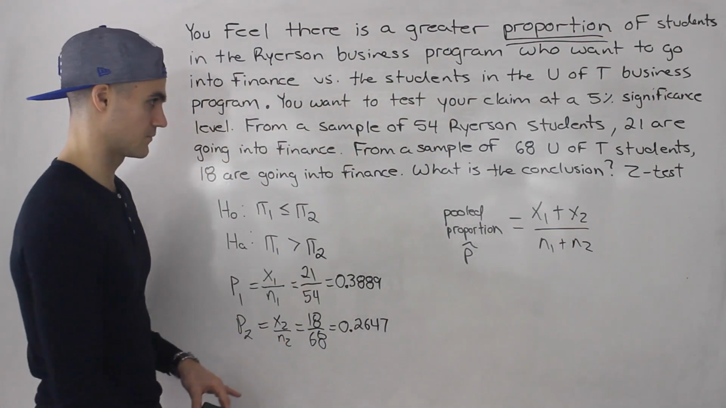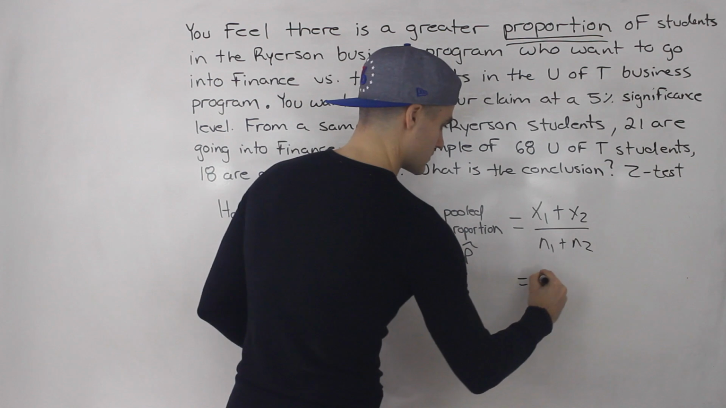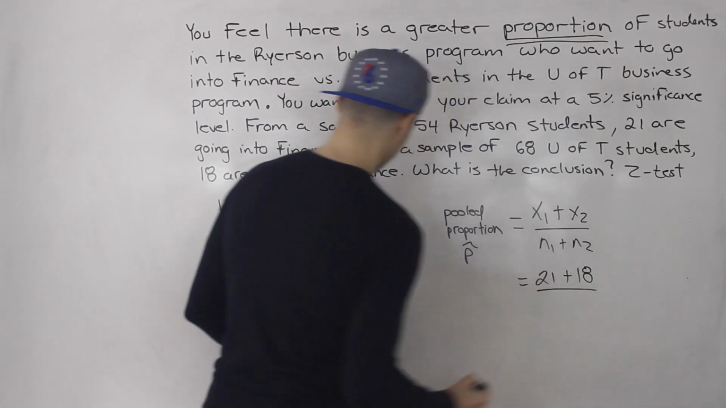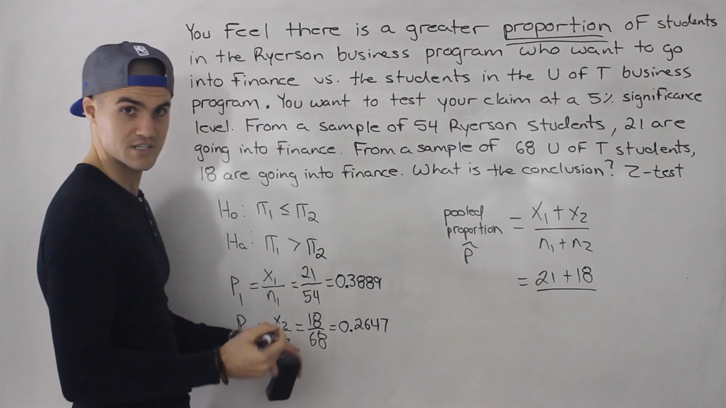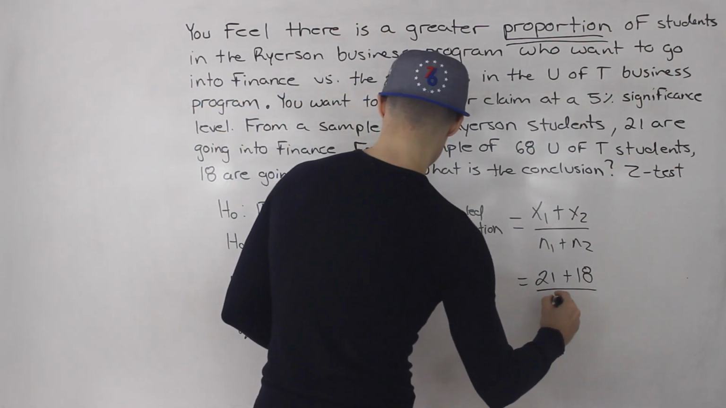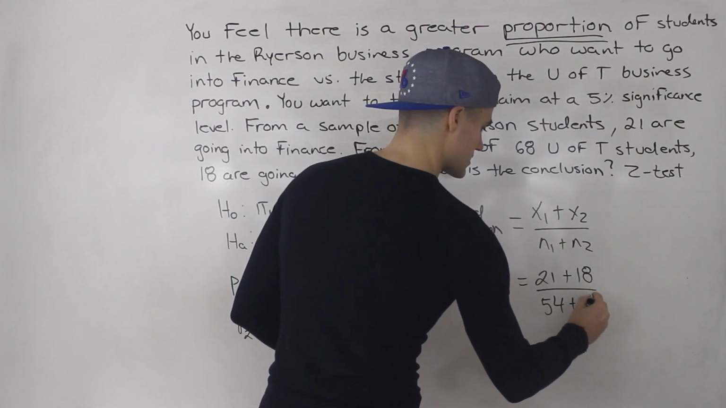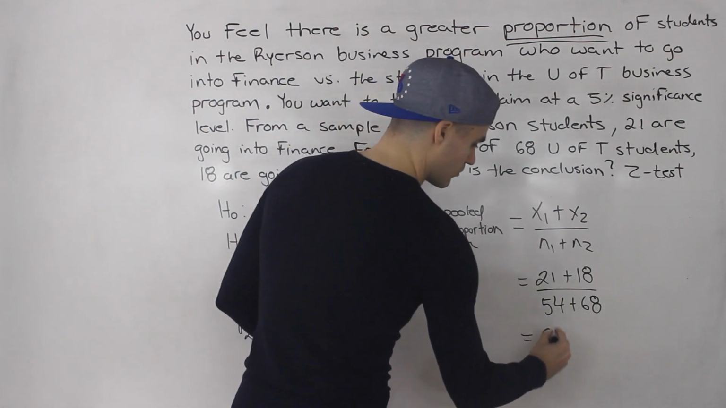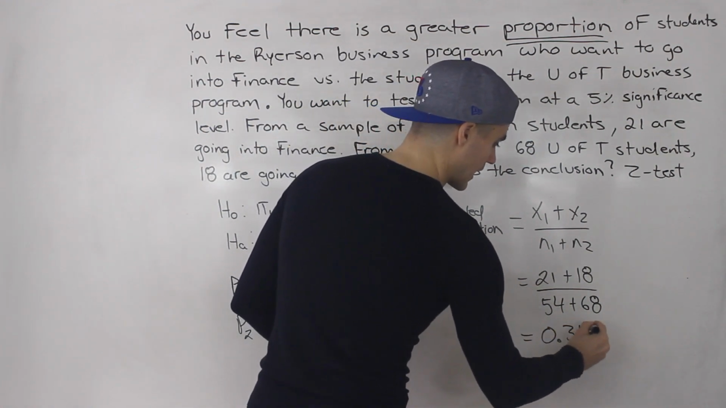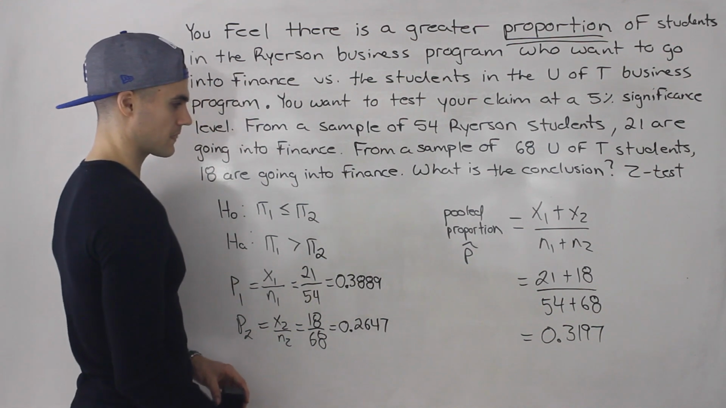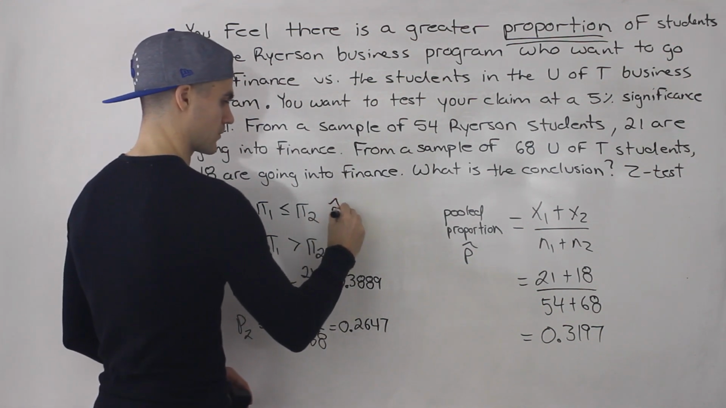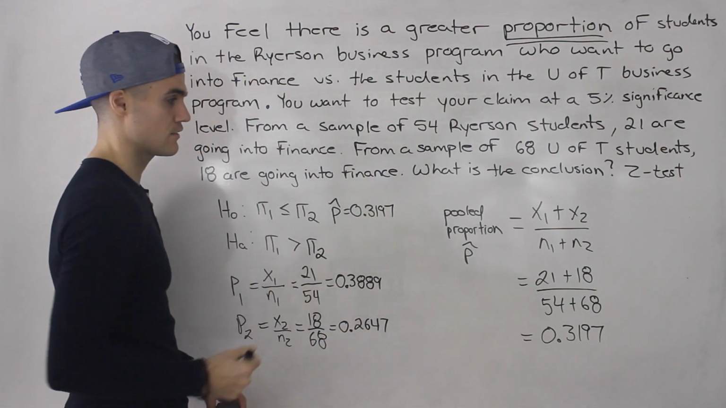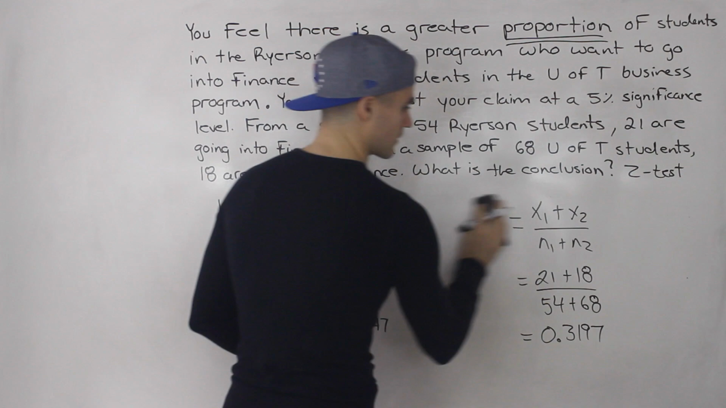So we could get that from here, right? So x1, x2, it's those observations from both that share that characteristic. And then n1 plus n2 is just the sample sizes added together. So 54 plus 68. And when you do that in your calculator, you'd end up getting 0.3197. All right, so that P hat, I'm going to write on the side here, 0.3197. We're going to be using that in the test statistic calculation.